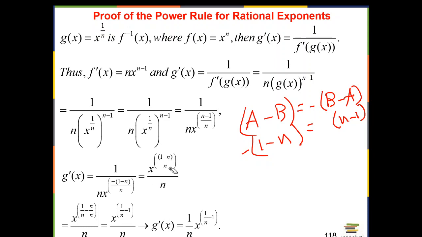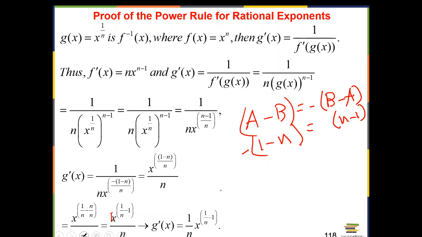And 1 minus n over n is 1 over n minus n over n, right? And that would be what? 1 over n minus 1 over n. So you can put a 1 here and think of it as 1 over n here. So that's 1 over n times x to 1 over n minus 1.